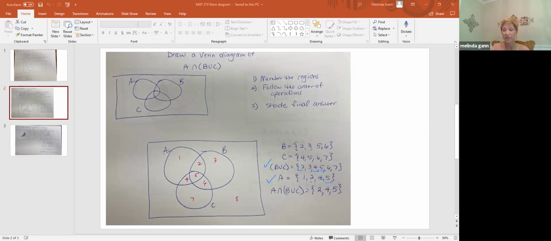Now, how do I know when I'm done? When this looks like your original. And then that's what you would shade in. So you take your pencil and you'd go shade in number 2, you'd shade in number 4, and you'd shade in number 5. So you'd shade it in really dark. So that is a Venn diagram shading of this thing right here.